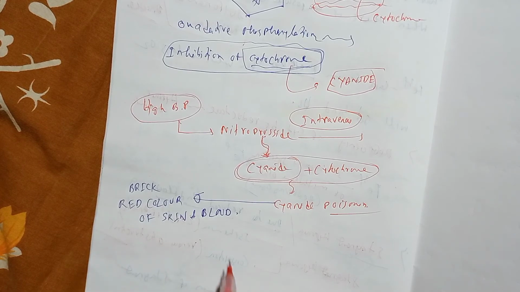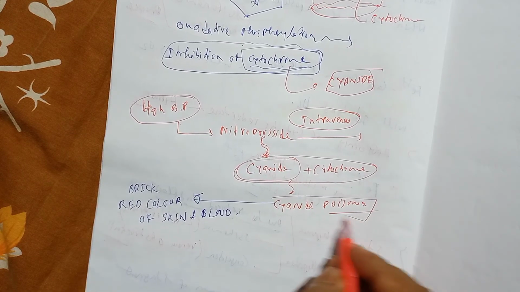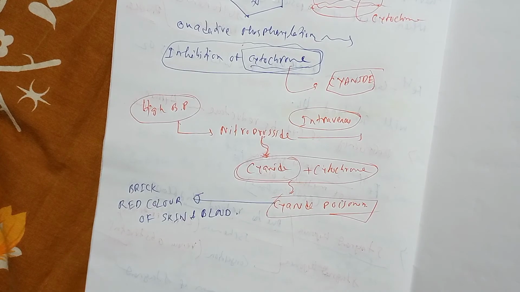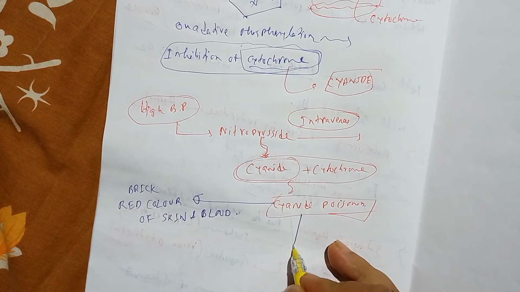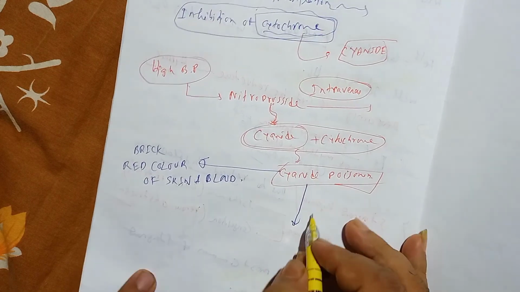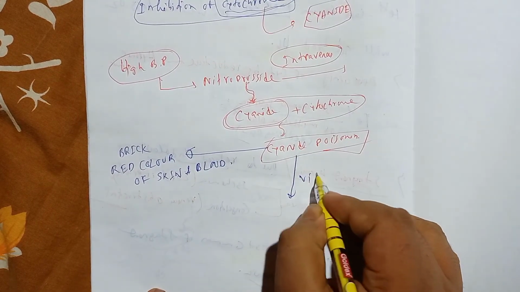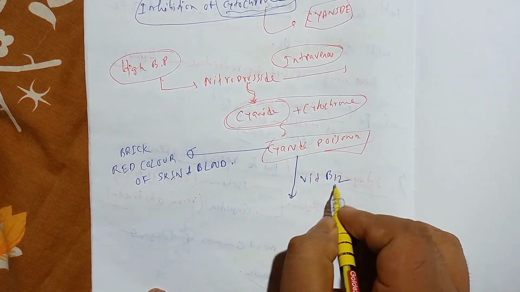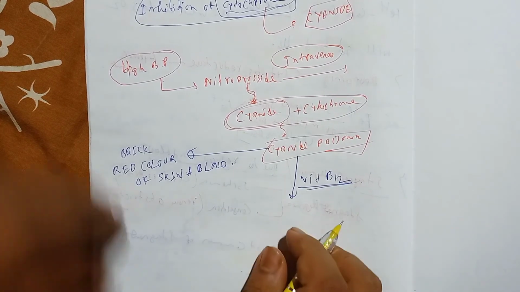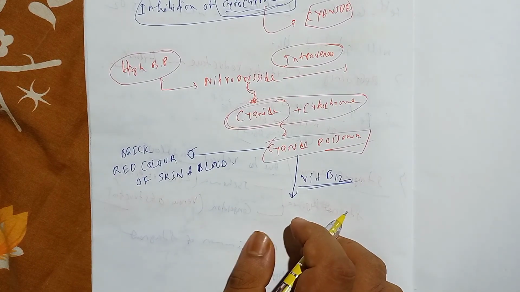Okay, now this cyanide poisoning can be treated by supplementation of vitamin B12. And why? There are also reasons. If you want to treat this, the patient should be given vitamin B12. Okay, why? There are also some reasons.